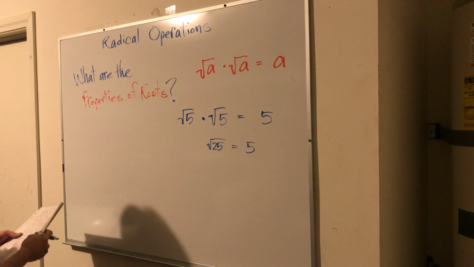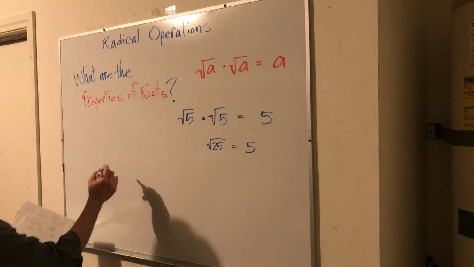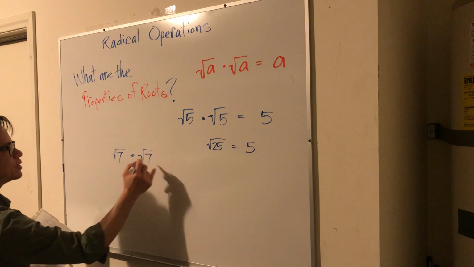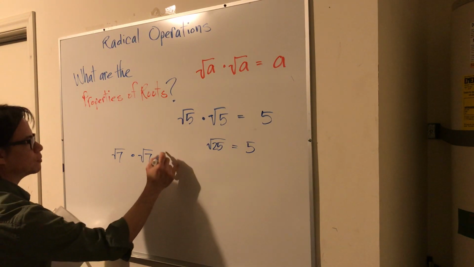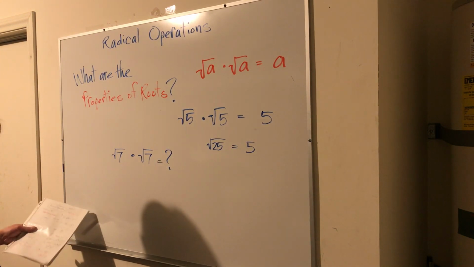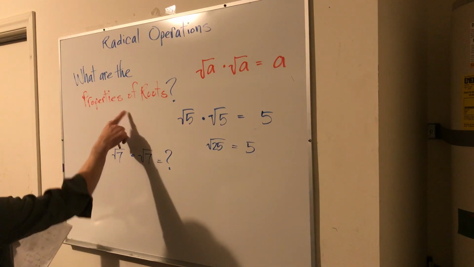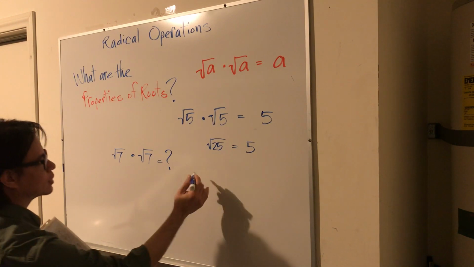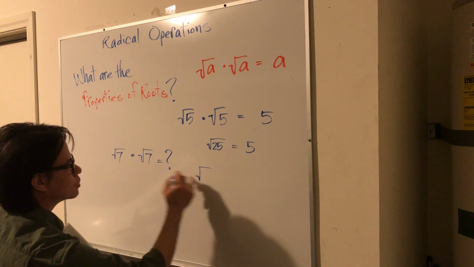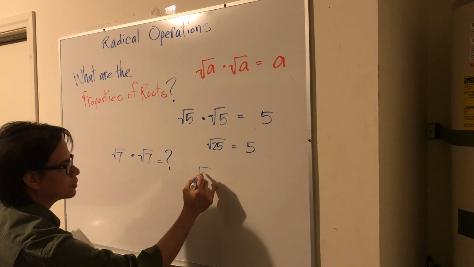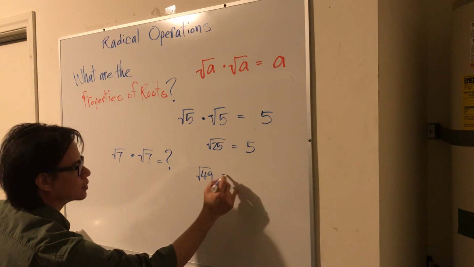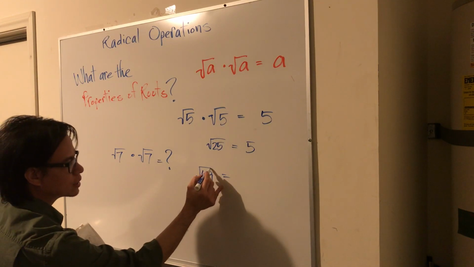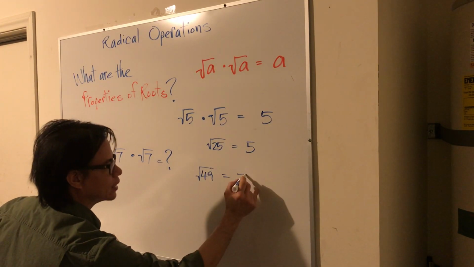Okay, so what about square root of 7 times square root of 7 equals what? So according to our property here, you're going to get 7, but to prove it to you, we'll say square root of 7 times square root of 7 is square root of 49, which you should ask yourself, what number times itself will give you 49? And that is 7.